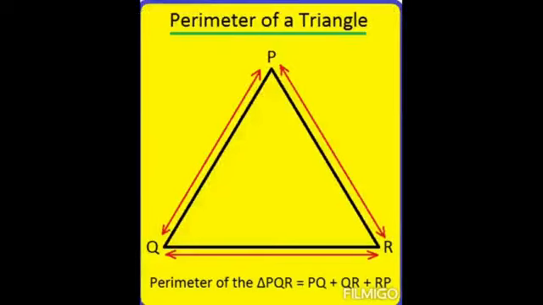Here you can see triangle PQR. If we have to find out this triangle PQR's perimeter, what will we do? We will do the sum of all its sides: PQ plus QR plus PR. Right? So that means the perimeter of a triangle is equal to the sum of all sides.